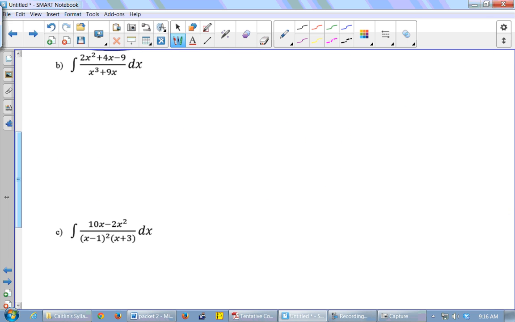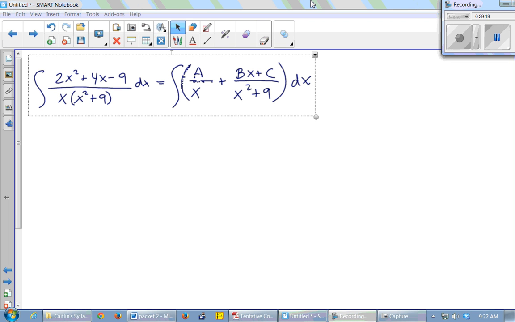All right, why don't you try B? Okay, so this is going to factor to one linear factor and an irreducible quadratic factor. So you have to use that form. Here's the form of the decomposition. The factored form of the denominator is x times x squared plus 9. x is a linear factor, so you just put a constant over it. And x squared plus 9 is an irreducible quadratic, so we have to put a linear term on top of it, bx plus c.